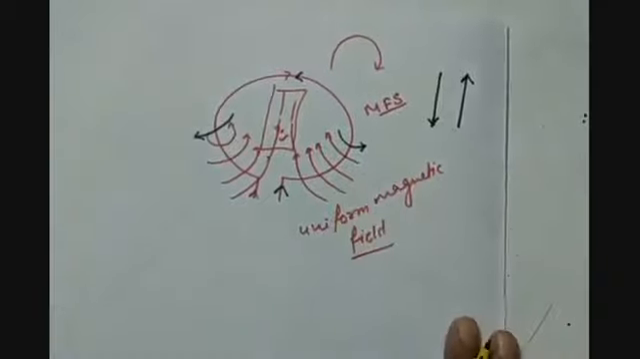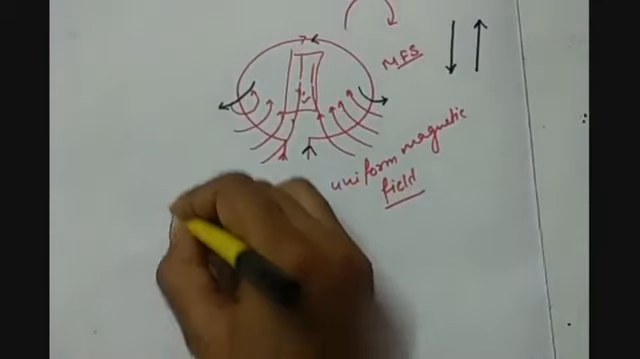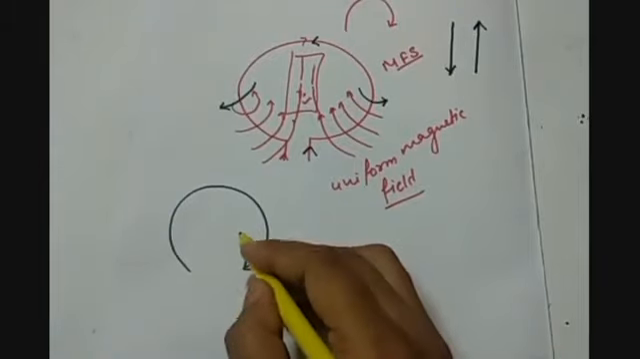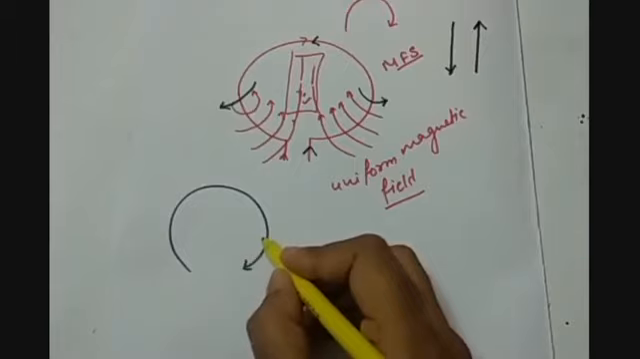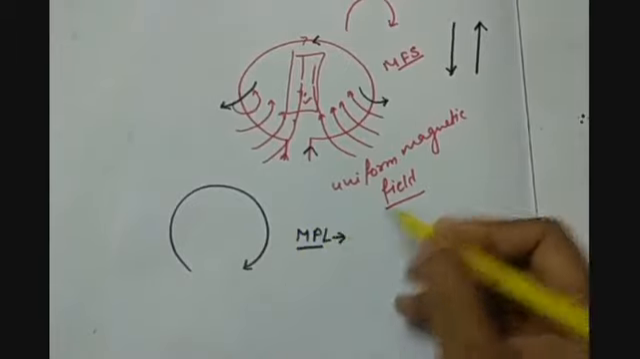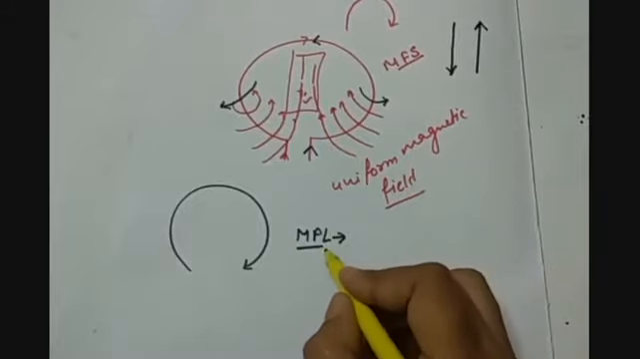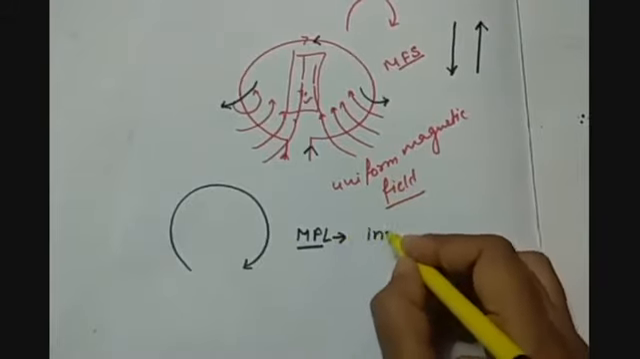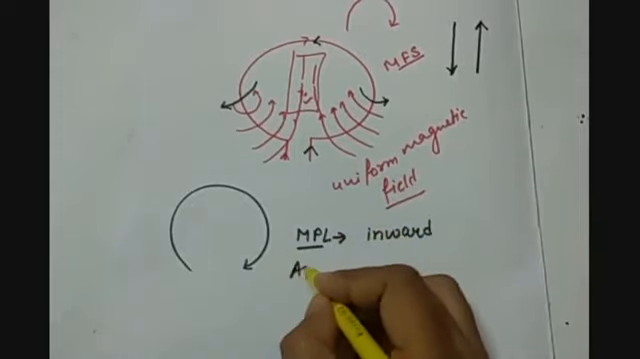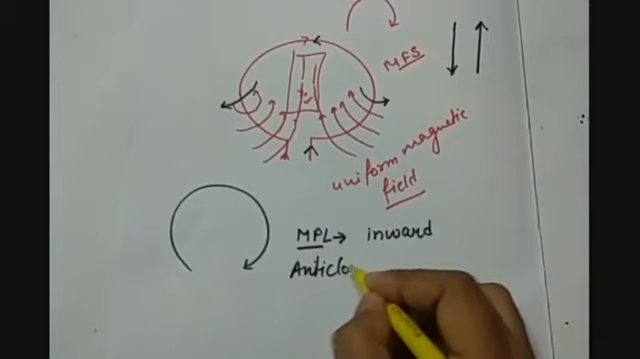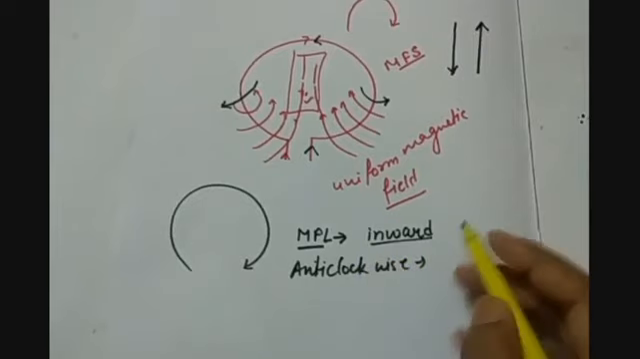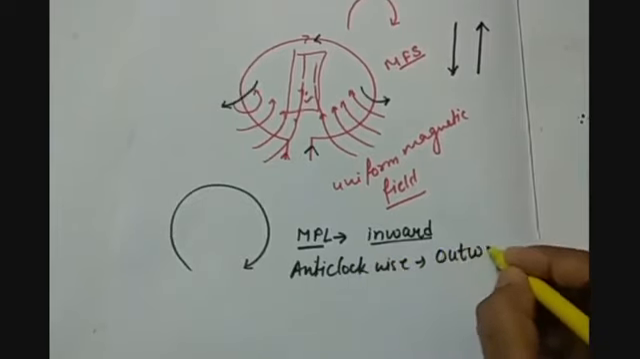So just note one thing here, that when the current is flowing in clockwise direction, then the magnetic field lines are going inward. And when the current is flowing in anti-clockwise direction, then the magnetic field lines are coming outward.